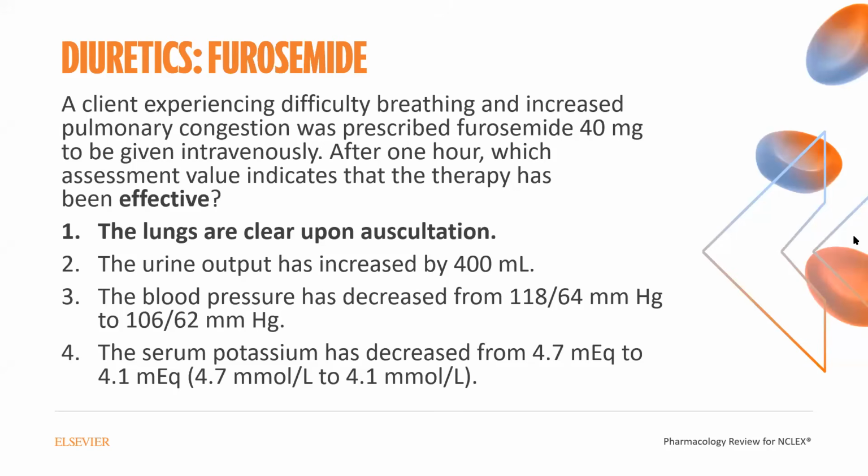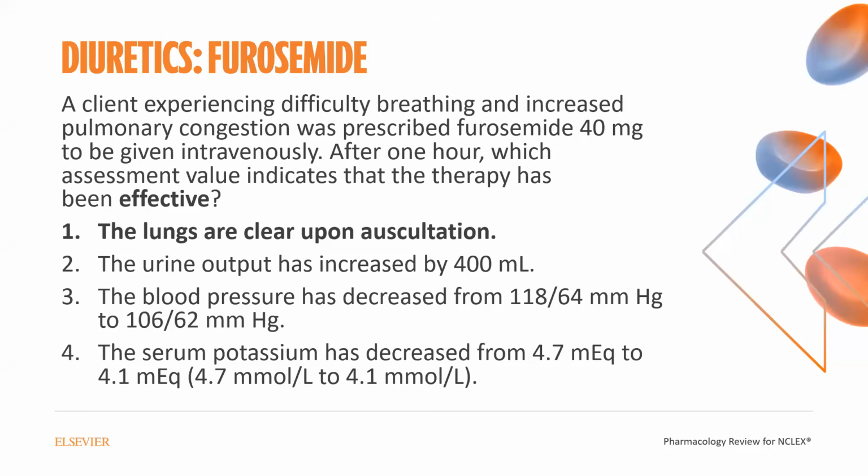Also remember that the blood pressure will drop as a result of fluid loss. And with furosemide, it's very important to remember that the potassium level can drop because this medication is a potassium wasting diuretic. However, even though the potassium level dropped, it is still within the normal range of 3.5 to 5 milliequivalents per liter. And so these are all important points about the medication, but what you need to do is focus on the data in the question, note the word effective, and note the relationship between the words pulmonary congestion in the question and the correct option.